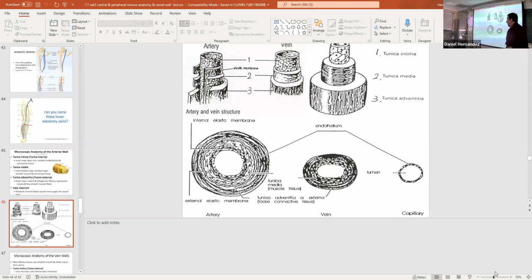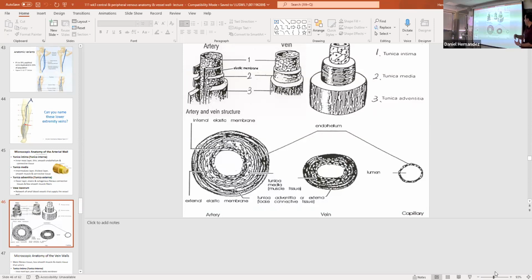Does anyone remember, was it transmural pressure? If a vein has high transmural pressure, is it going to be round or is it going to be flat? Round, good. So high transmural pressure will have a nice round vein. Think of it: the pressure inside that vein is pushing outwards and creating that nice round shape. So that has high transmural pressure.